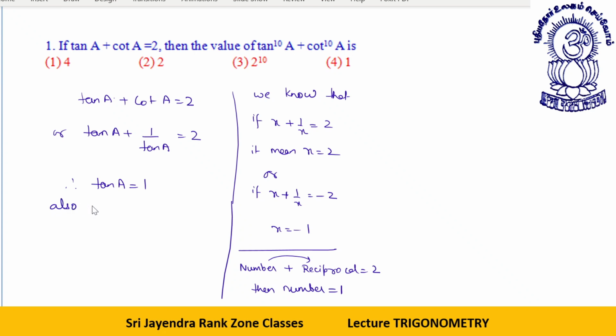Also, cot A will be 1. Why? Because this is 1 by x. If this is x, so this becomes 1 by x. Getting it? Now, what can I say? Tan raised to power tan A plus cot raised to power tan A will be 1 plus 1, that is equal to 2. Clear to all my dear students? Confirm? So let's move towards the next questions.